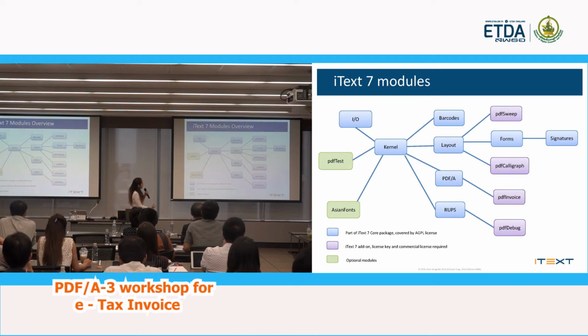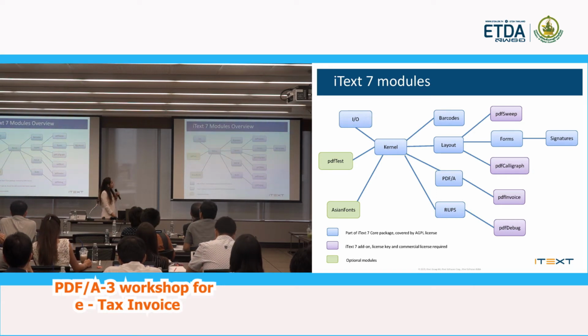So if I come back to the core engine, which is in blue, the I/O and the kernel modules give you the low-level functionality. The layout gives you the high-level functionality. We'll come back to that, what is high-level and low-level when it comes to creating PDFs with iText. Then for implementation of barcodes, the support is from the barcodes module. PDF A for archival. RUPS, I just explained the tool. And for forms and signatures, if you have to create a form and digital signatures, the modules are listed there.